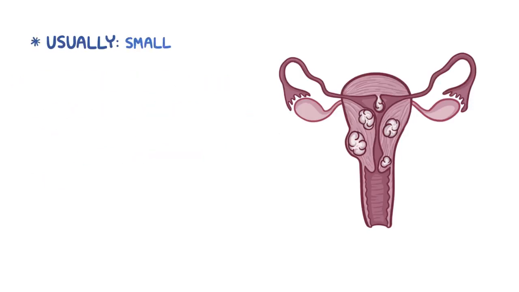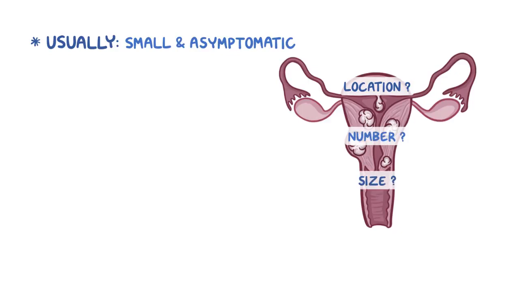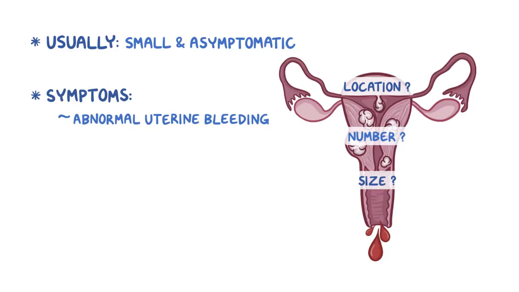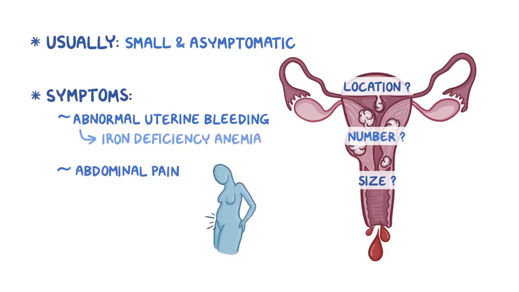Fibroids are usually small and asymptomatic, but their location, number, and size can sometimes lead to symptoms, like abnormal uterine bleeding, which takes the form of heavy or long menstrual bleeding. Over time, this can lead to iron deficiency anemia. Fibroids can also cause abdominal pain, because the fibroids put pressure on pelvic organs.